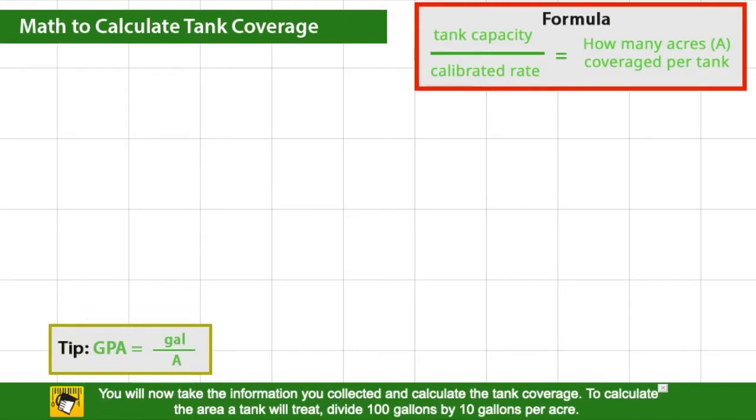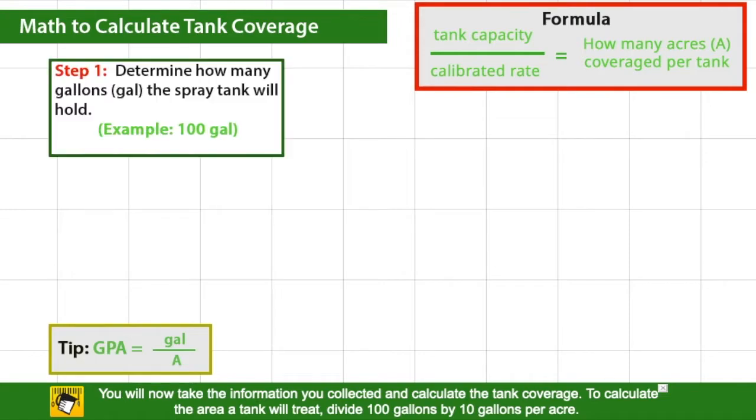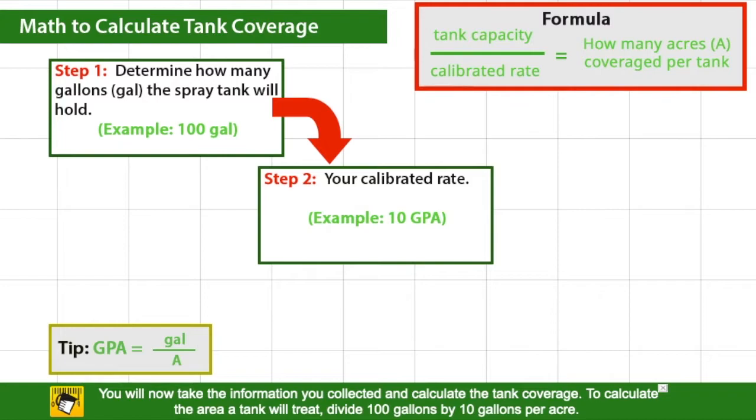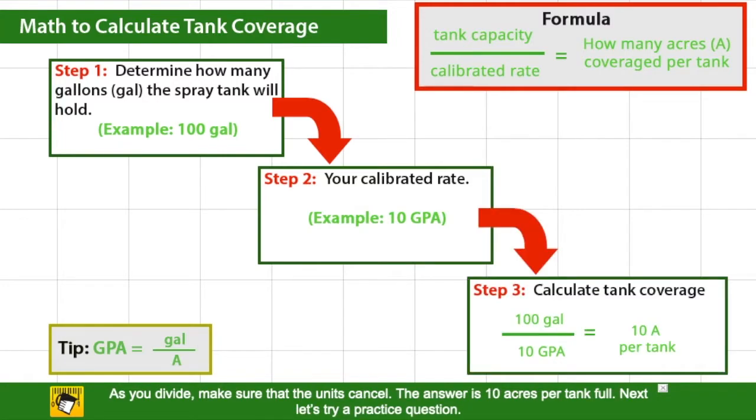You will now take the information you collected and calculate the tank coverage. To calculate the area a tank will treat, divide 100 gallons by 10 gallons per acre. As you divide, make sure that the units cancel. The answer is 10 acres per tankful. Next, let's try a practice question.